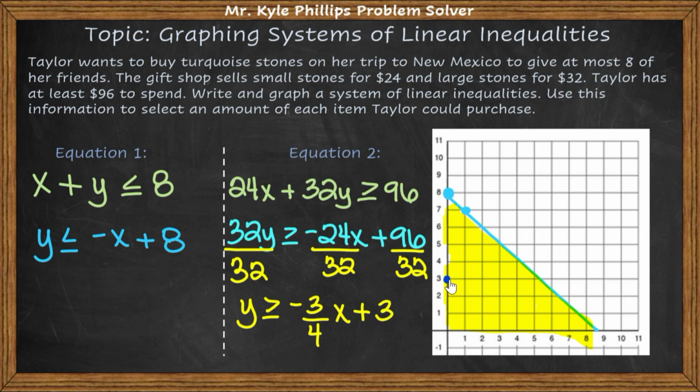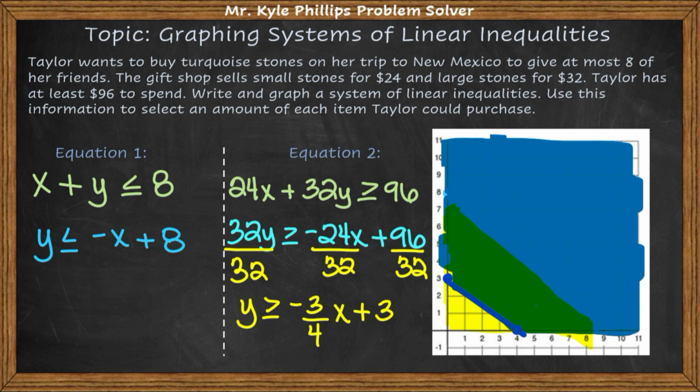So I'll put my y-intercept at 3, with a slope of negative 3/4. So I need to go down 3 and to the right 4, down 3 to the right 4. This will also be a solid line. And this is greater than or equal to, so we are shading above the line. Again, if that's difficult, plug in a test point. 0, 0. Is 0 greater than or equal to 3? No, so I need to shade on the other side of the line.